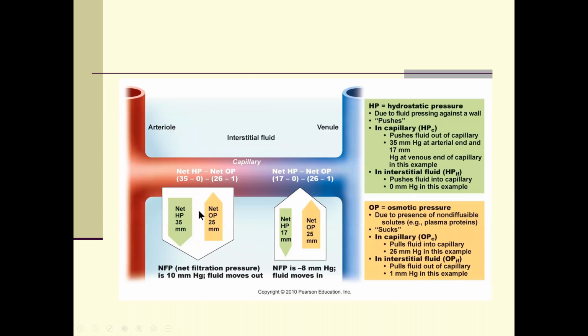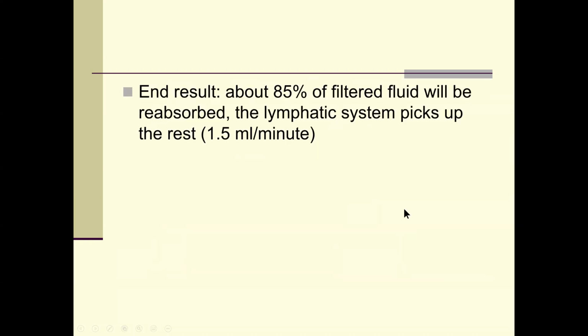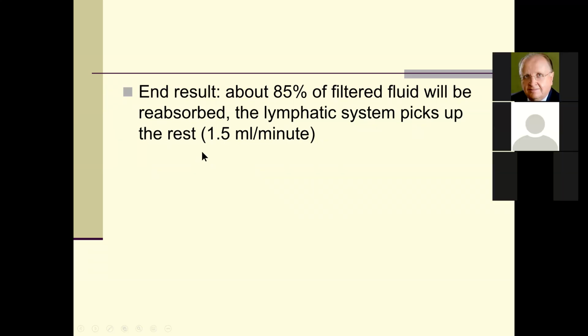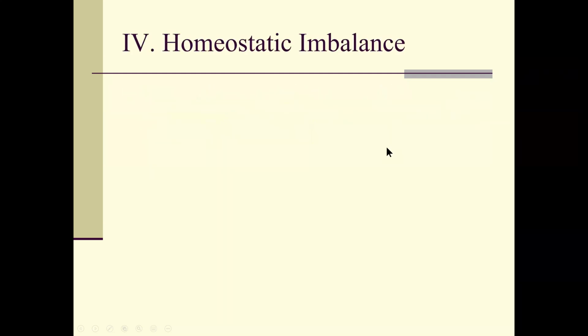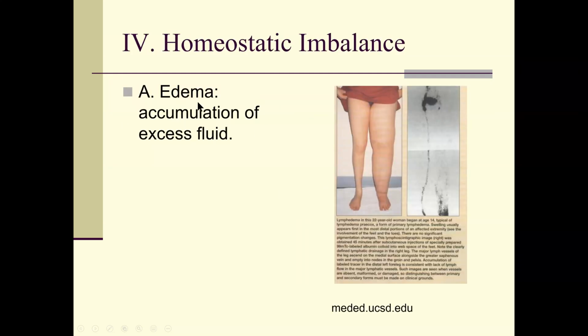Okay, this is just a schematic that shows what we talked about. End result, about 85% of the filtered fluid will be reabsorbed. The lymphatic system picks up the rest, 1.5 milliliters per minute. Okay, homeostatic imbalance, we get edema. See, there's a unilateral edema. Okay, that's probably related to a lymphatic obstruction, or it could be a tumor.